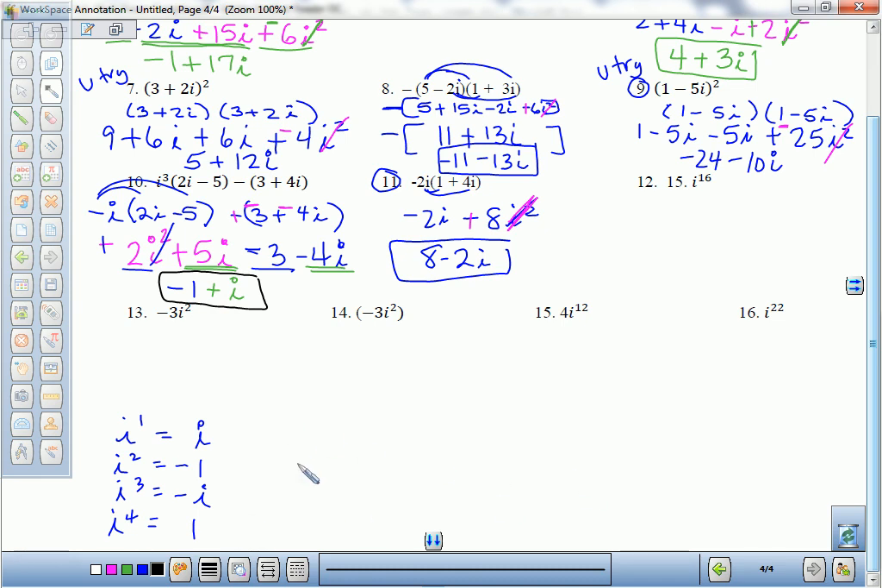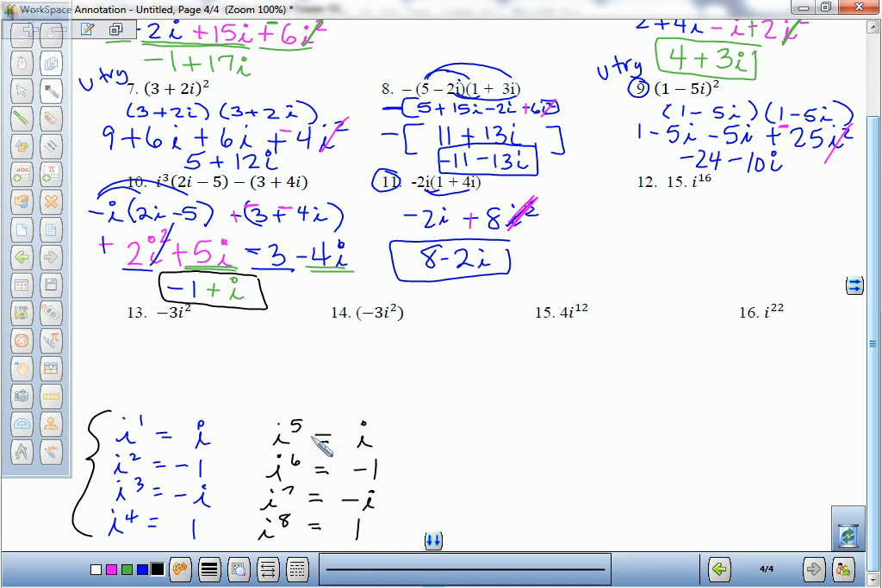Okay, now, powers of I are really cool because they repeat in a pattern. I to the 5th starts over. So we did I, negative 1, negative I, 1. I to the 5th is I again. I to the 6th is negative 1. I to the 7th is negative I, I to the 8th is 1. It's a pattern that repeats over and over again. And you guys see that it repeats every 4.